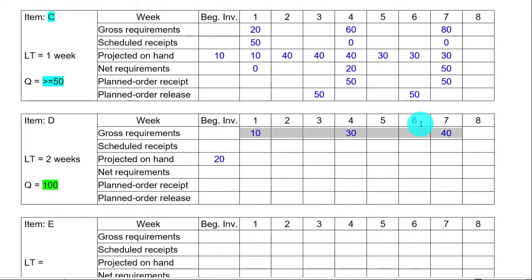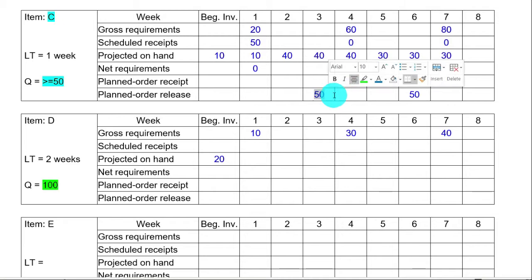Now next, let's look at item C. Planned order release for item C is 50 in week 3, 50 in week 6. Now, if the planned order release were 50 in week 4 instead of week 3, you'd do 50 times 2 plus 30, but they're in different weeks, so you wouldn't sum the numbers. 50 times 2, it's 100.